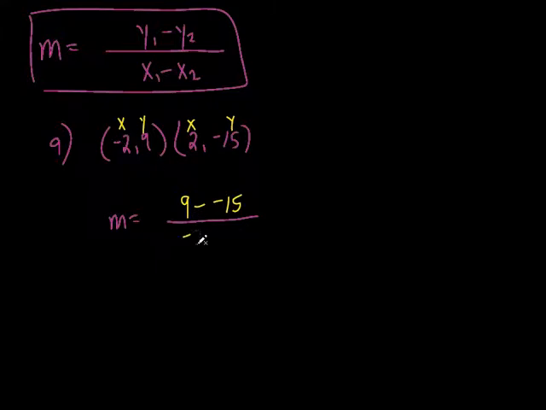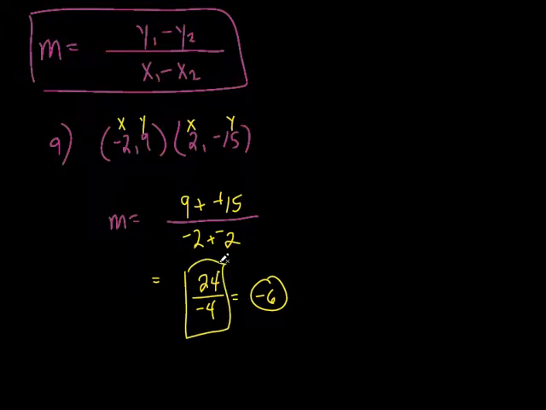Now we have negative 2 minus 2. 9 minus a negative is plus, and that's 24. This is add a line, change the sign. That's negative 4, and that's what? Negative 6. Okay, so the slope is negative 6. Make sure you simplify it. Don't leave it like this. Do not leave it unsimplified. Make sure you simplify your fractions.